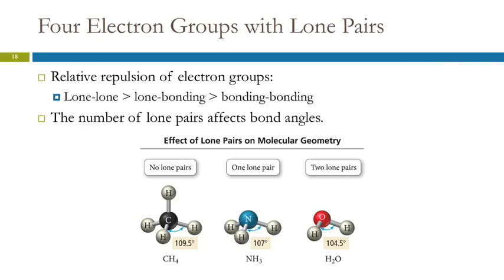So, relative repulsion for the electron groups. Lone pairs next to each other are going to have the greatest repulsion, then lone pairs with bonding pairs, and the least is bonding pairs with each other. So how many lone pairs you have affects the actual bond angles. So here we've got methane. There are no lone pairs, 109.5. With ammonia, the angle's 107. With water, it's 104.5. This angle is smaller because oxygen has 2 invisible lone pairs out there that are causing these hydrogens to get closer together.